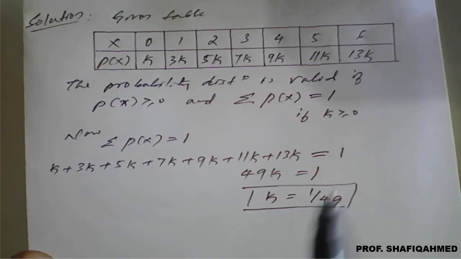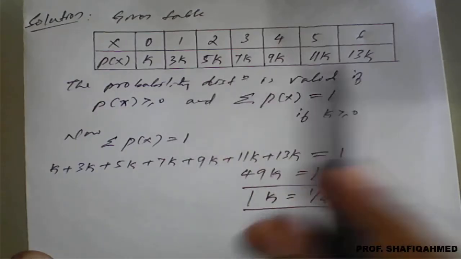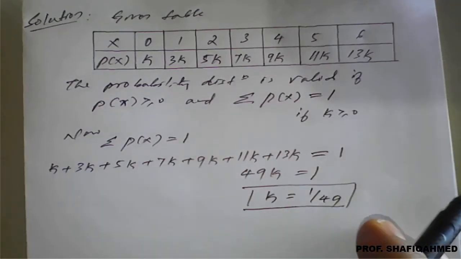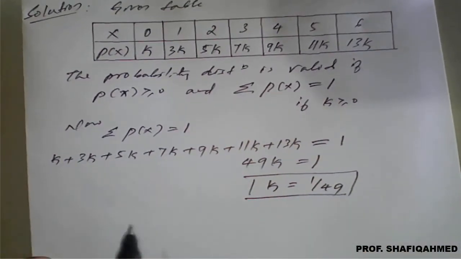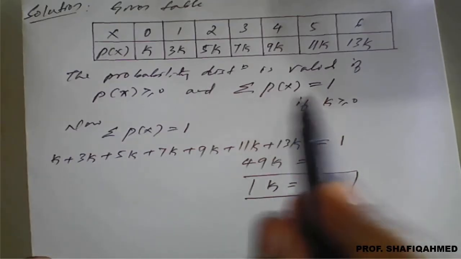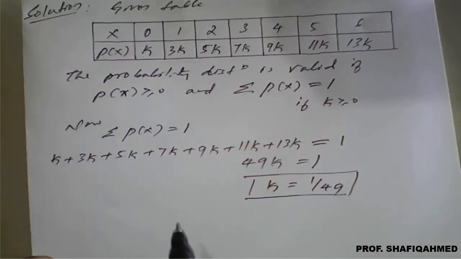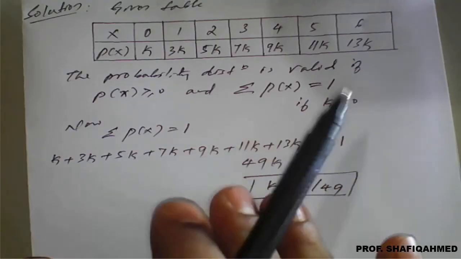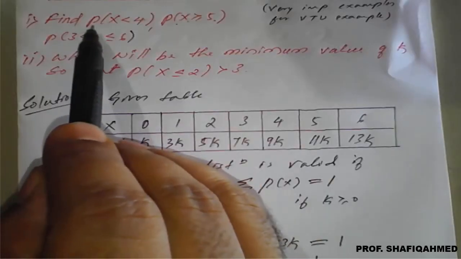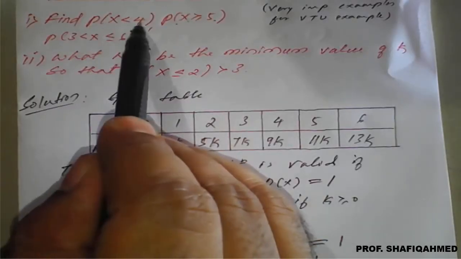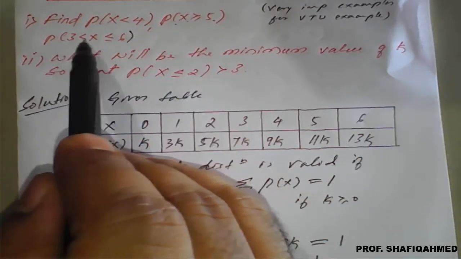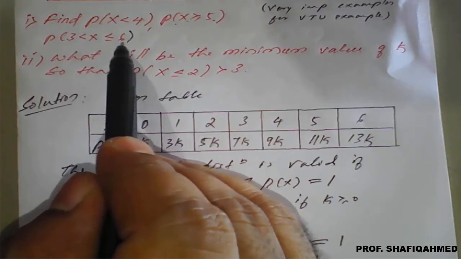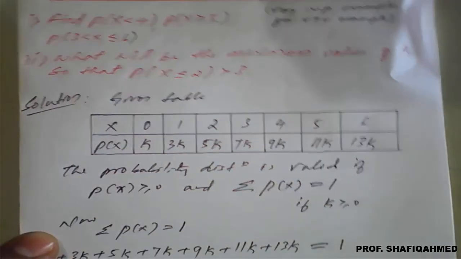Now you check: apply the value of k here, and if you replace the value of k, you will finally get the value 1 here, so this condition is satisfied. So we got the value of k. With the help of this value of k, we will find the first result, p(x) less than 4, the second, x greater than or equal to 5, and the third, x greater than 3 but less than or equal to 6. We will see the first and second cases here one by one.